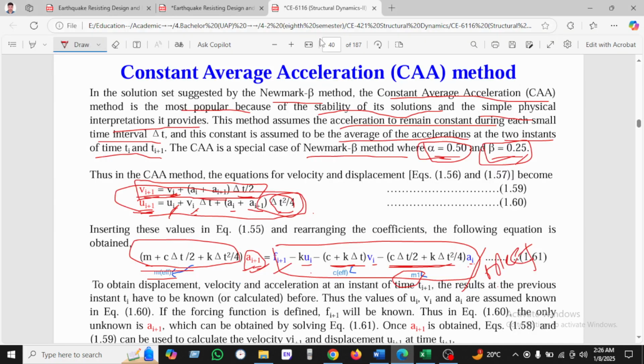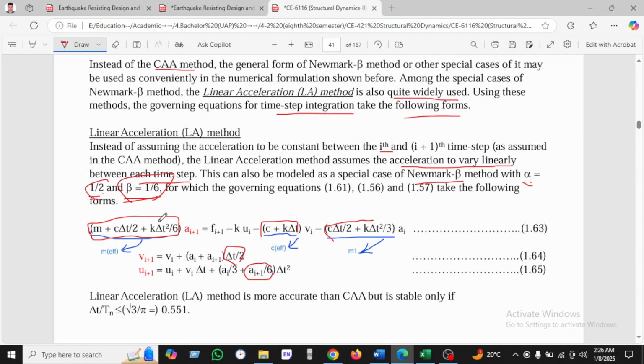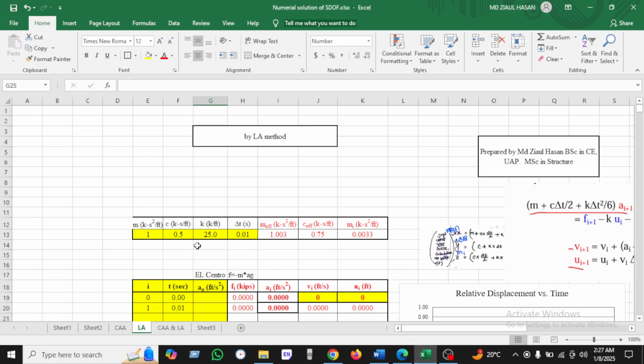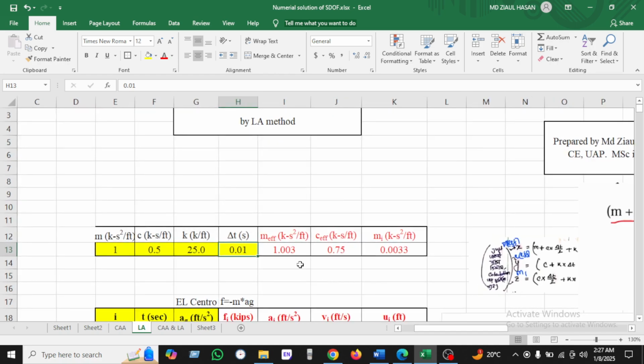Okay, so all things remain the same, just some values have changed, the formula has changed, which is t divided by 6, and all the remainder will be the same. So let's see. At first we know that the m value is given, the c value is given, the k value is given, and delta t is also given. Now we'll calculate the m effective.